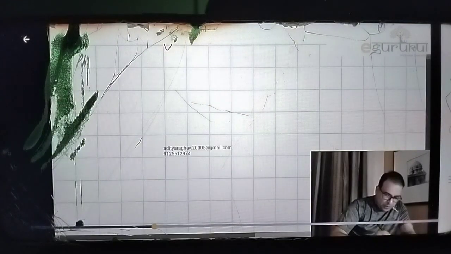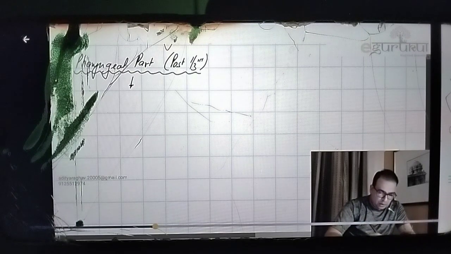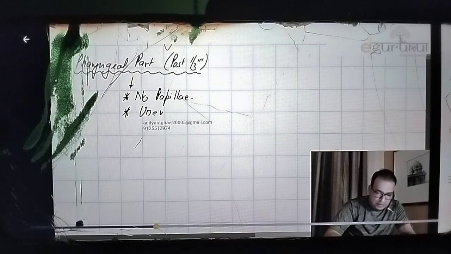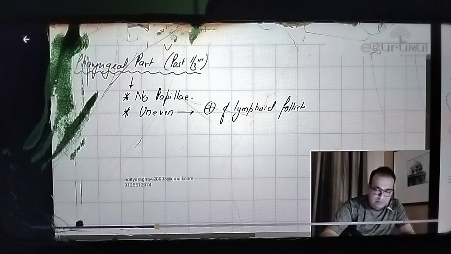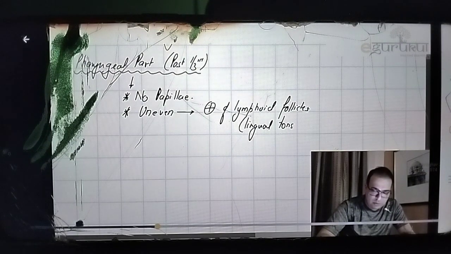So we are now talking about which part? That is the pharyngeal part, and the pharyngeal part is the posterior one-third. And we said, first of all, obviously, there are no papillae. This is the part with no papillae. Number two, it is uneven. When you see it, it looks uneven, and it is uneven because of what? Because of the presence of lymphoid follicles, and that is what we call the lingual tonsils. There is a lingual tonsil.